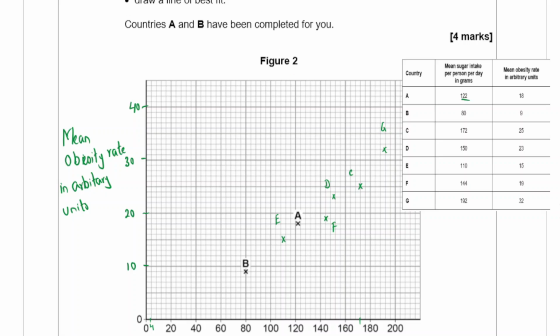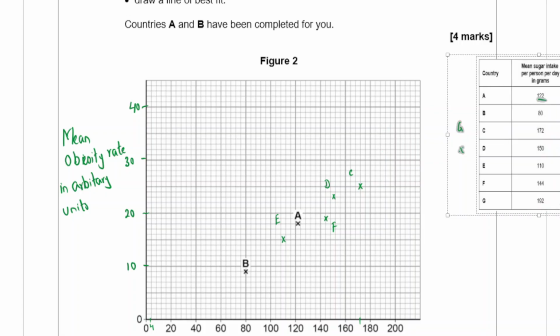So if I was to draw a line of best fit, what would that line actually look like? Let me get rid of this. Right. So G is 192 at 32. That's G, sorry. Okay. G. So it should be a straight line.